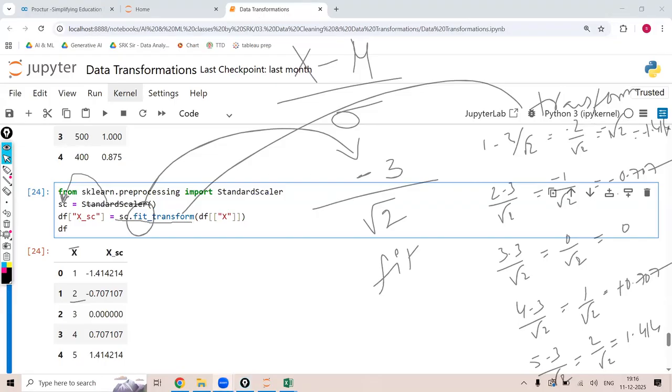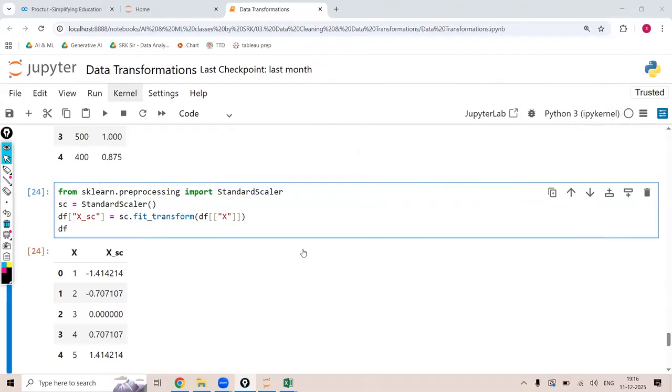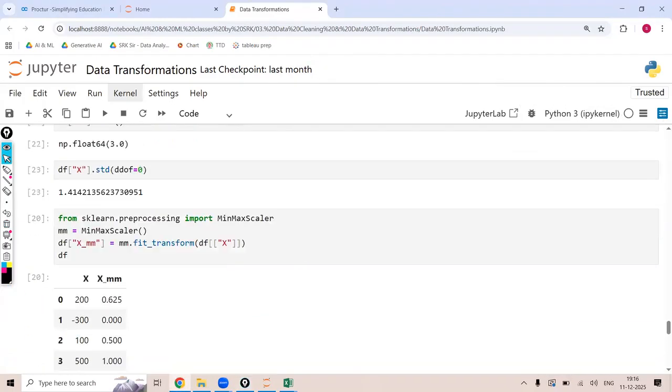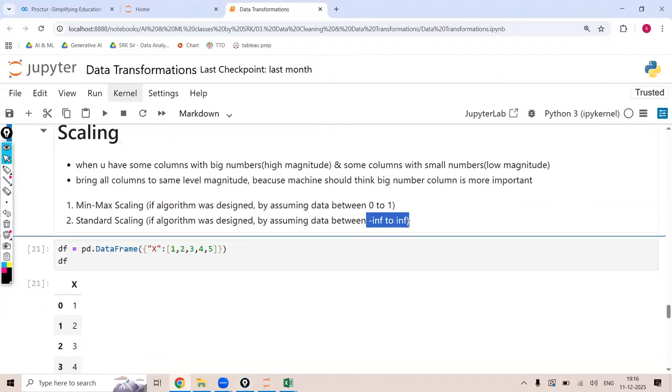Now coming to the standard scaler, the range is between minus infinity to plus infinity. Any number you can get. When you are applying the standard scaler, the numbers can be positive, the numbers can be negative, and the range will be minus infinity to infinity.